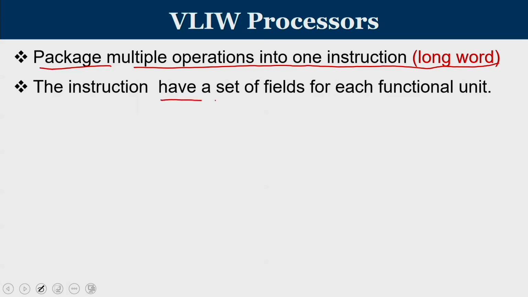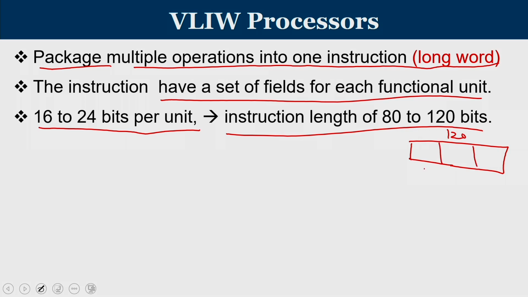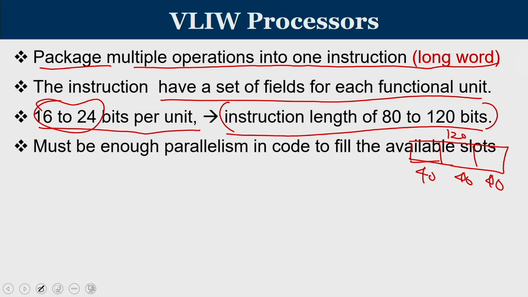So, the instruction has a set of fields for each functional unit, that is what we have seen now. 16 to 24 bits are used per unit, and instruction length can vary up to 80 to 120 bits. So, let us say this is my instruction, which is of 120 bits. Now, I divide it into 3 sets, each of 40 bits. My first 40 bits of the very long instruction will be part of a load store operation. The next 40 bits have to be interpreted by the ALU unit, and the last 40 bits have to be interpreted by the floating point unit. So, the instruction length is very large, consisting of multiple smaller instructions grouped together.